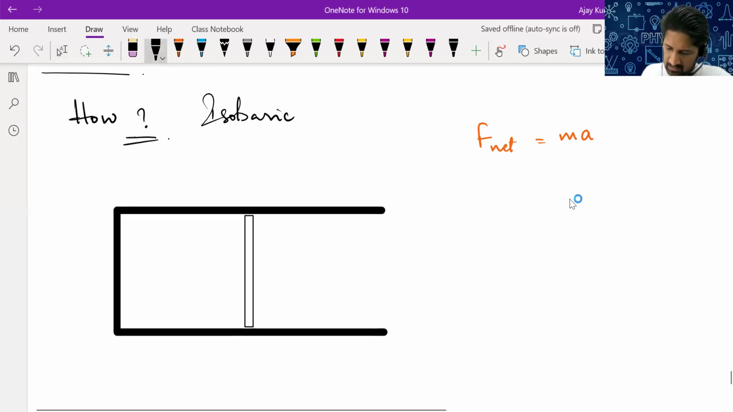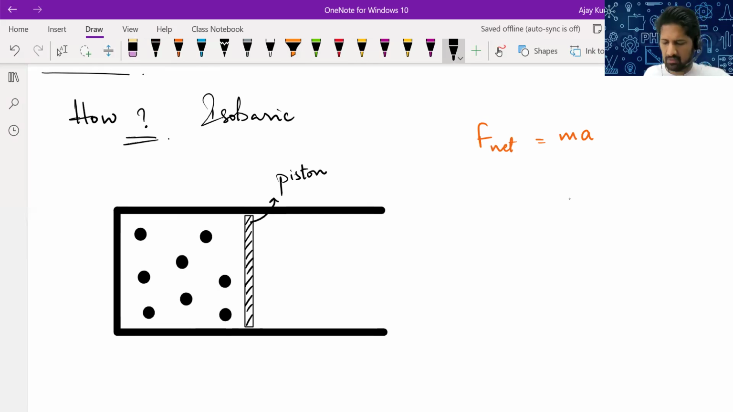So consider a system like this, a container closed by a piston on one side, a movable piston, of course. Now, there will be gas. Assume these are gas molecules. They will be moving around randomly at any temperature greater than 0 Kelvin. Let's say the pressure of the gas is P.